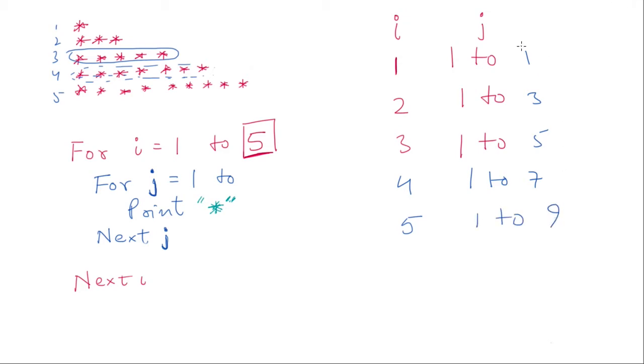So j is varying like this: it has to be either 1 or 3 or 5 or 7 or 9, right? Depending on the i. So what is the connection between 2 and 3? And the same connection between 3 and 5. And the same connection between 4 and 7. What is it? What shall I write over here?